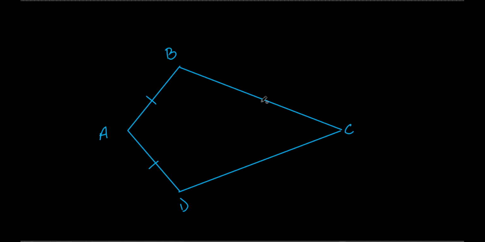So, but what's true about BC and CD? They're equal to each other. Okay. What else do we know? AB equals AD. It's right there. The tick marks are right here. I think that's all we know about the sides, though, isn't it?